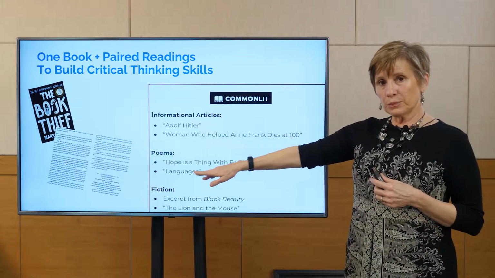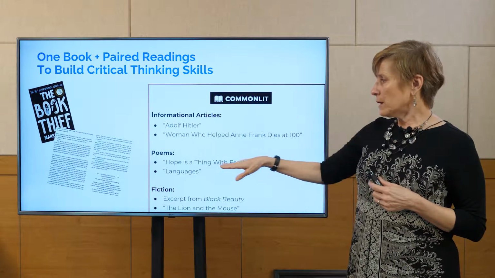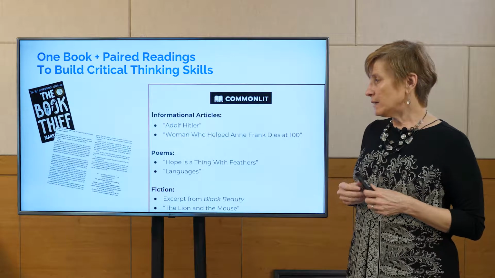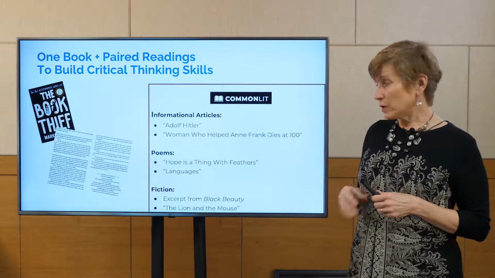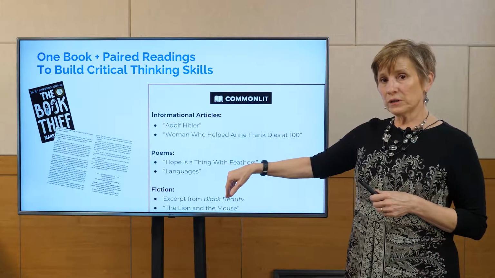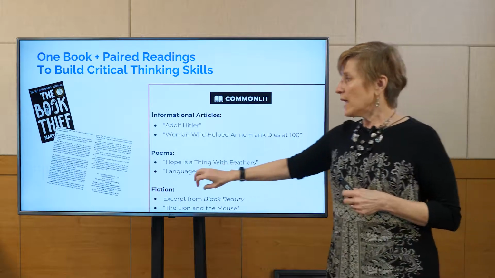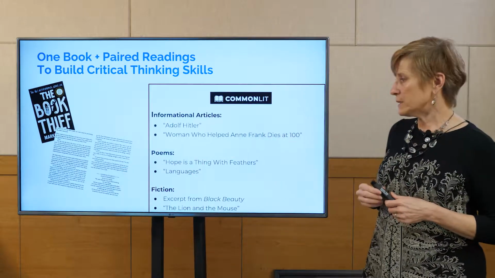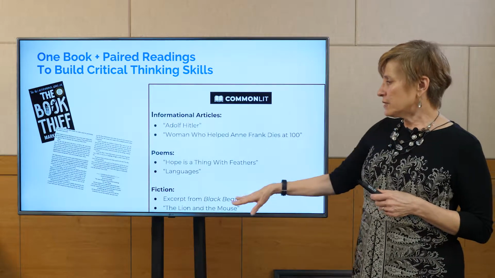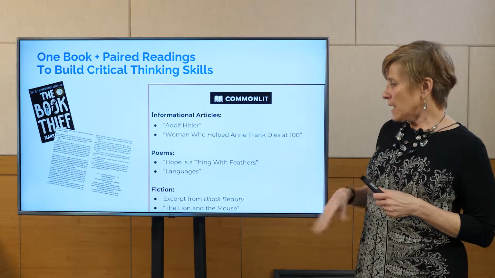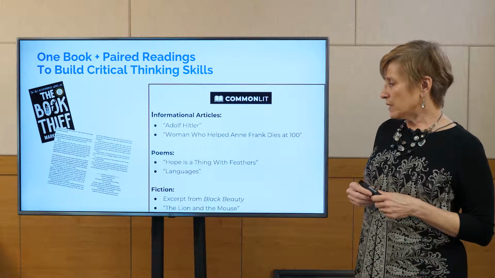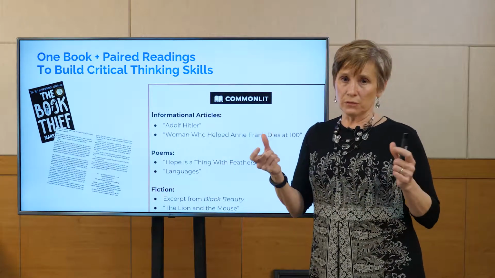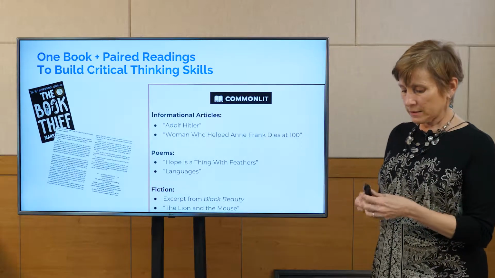These are very rich connections to have students actually understand what is going on in The Book Thief. Common Lit also provides 2 poems, Hope is a Thing with Feathers by Emily Dickinson and Languages by Carl Sandburg. Again, 2 very short texts, very rich, and they can make very creative and rich connections to the text. Lastly, there's an excerpt from Black Beauty as well as a fable, The Lion and the Mouse, for them to make connections between 2 sorts of fiction texts.